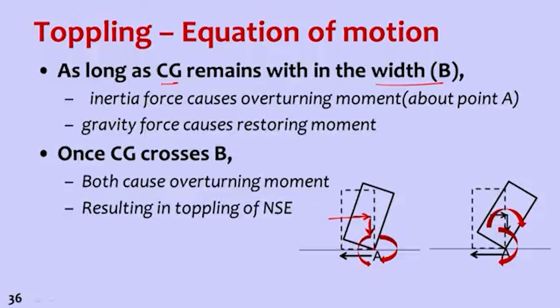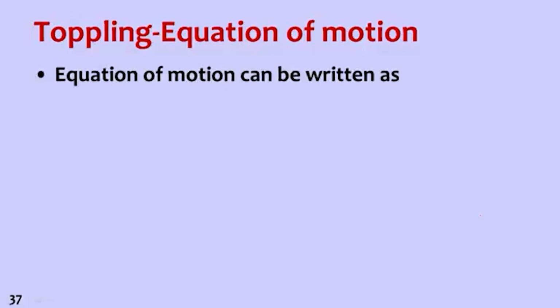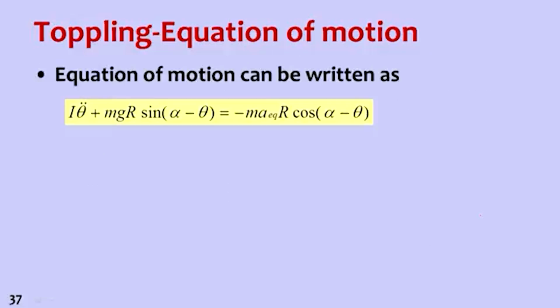In case 1, the moment due to applied force is acting in the clockwise direction. The restoring moment is in the anti-clockwise direction. Here, once the CG has crossed the vertical line, the applied force creates a moment in the clockwise direction, and the self weight is also creating a moment in the clockwise direction. So this is the condition for toppling. Now let us look at the equation for toppling.